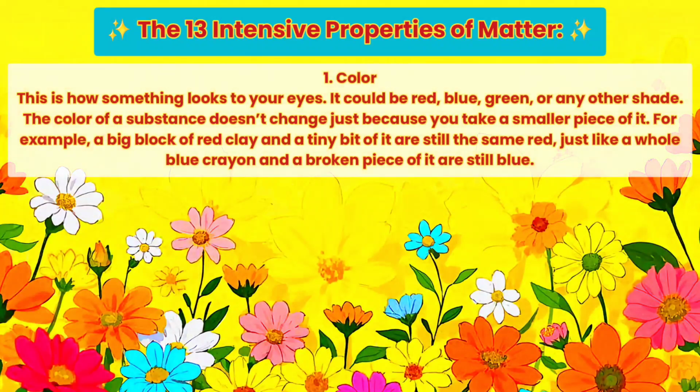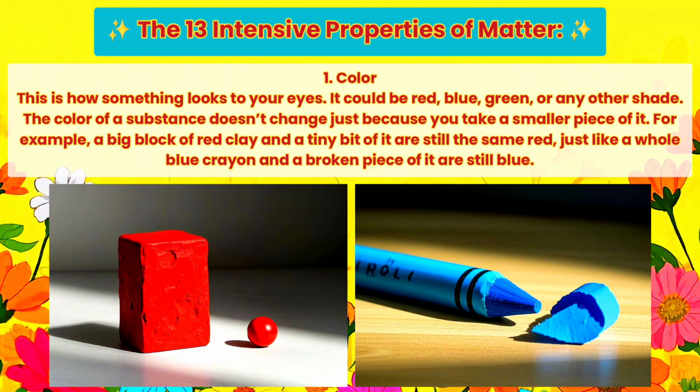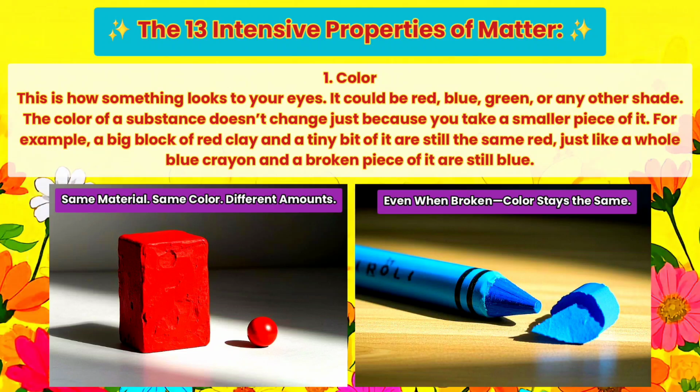Number 1, color. This is how something looks to your eyes. It could be red, blue, green, or any other shade. The color of a substance doesn't change just because you take a smaller piece of it. For example, a big block of red clay and a tiny bit of it are still the same red. Just like a whole blue crayon and a broken piece of it are still blue.